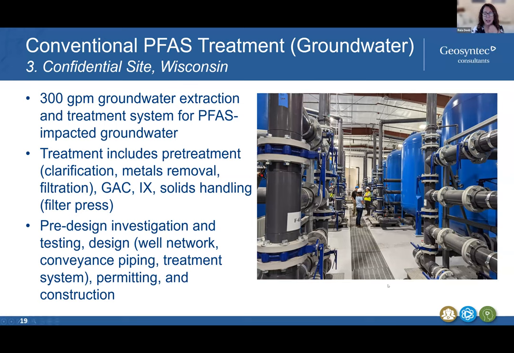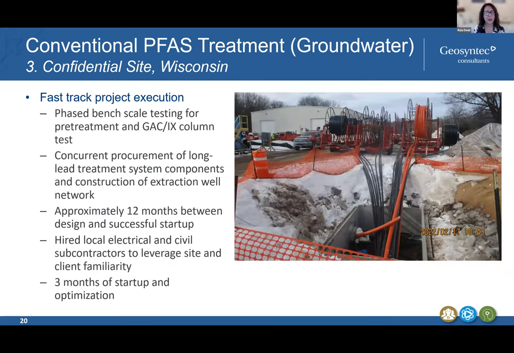Pre-design included a lot of investigation and testing, design of the well network collection system, the conveyance piping, and then, of course, the treatment system, permitting, and then construction during COVID, which I can tell you was a lot of fun because of all the supply chain issues. So it was a fast-track project execution.